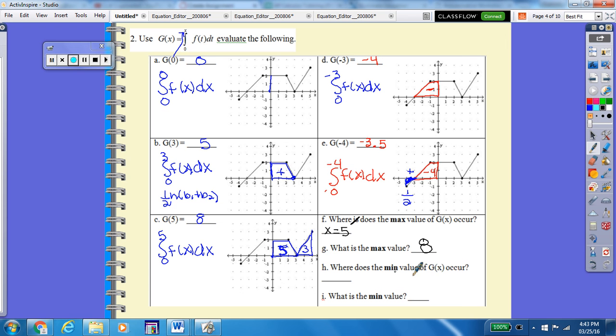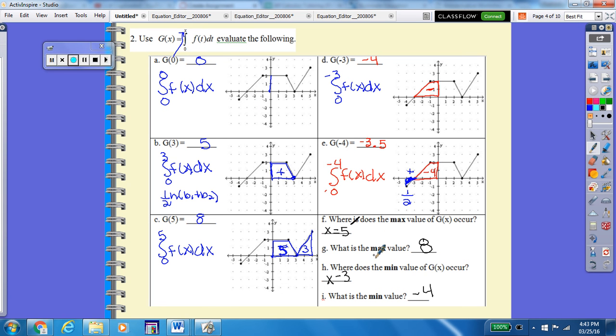Min, where does the min value of g of x occur? Again, if we're moving to the right, we're going to get positive. So it's not going to be the min, because we know that if we move to the left, we can get negatives. Now, the most negative area that I get is going to be here at -3, because after that, I'm actually adding positive area, which means my value is going to get bigger, not smaller. So I would say that my min value occurs at x equals -3, and that min value, of course, is going to be -4. And for this function, remember, it only exists from -4 to 5, so these make sense for us.